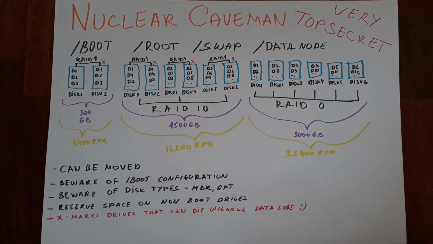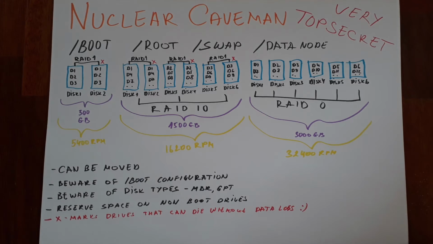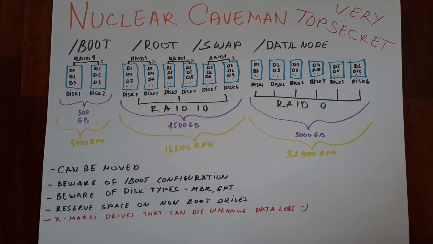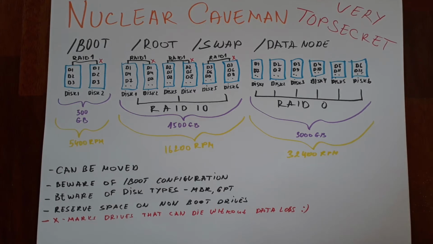What else? Boot partition in a mirror config, 2 drives, 1000 GB in total, 500 GB usable, marked in purple, and 5400 RPM theoretical speed, marked in yellow. X in red marks how many drives can fail before we lose data in the current array configuration.